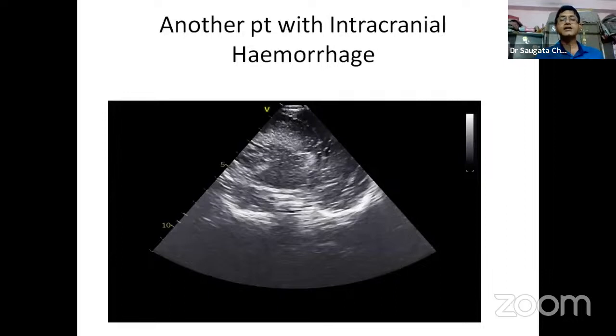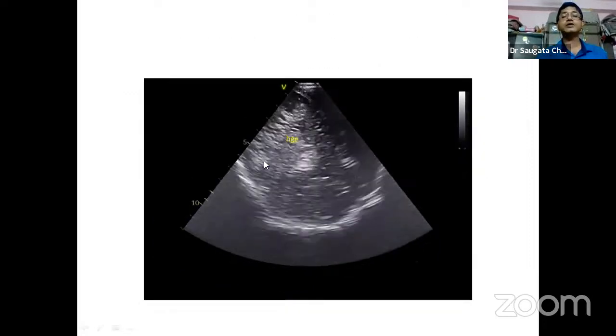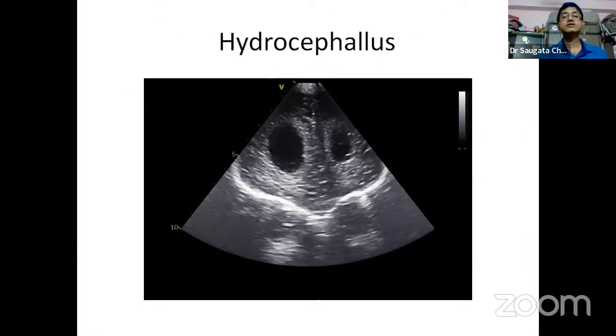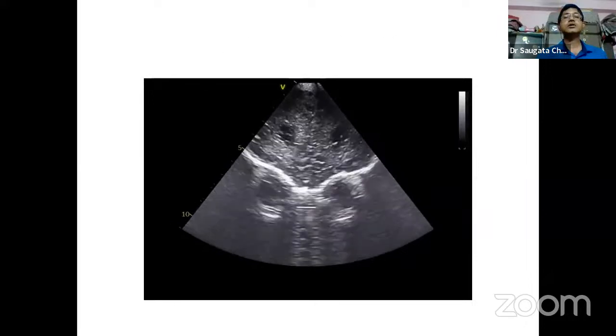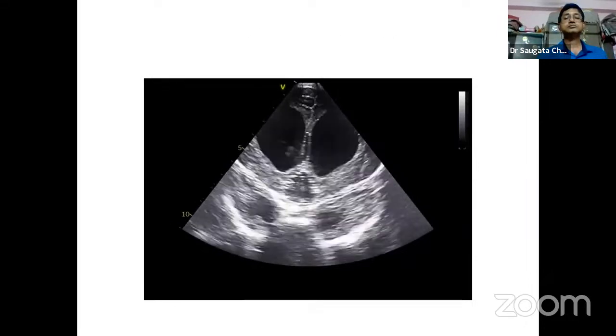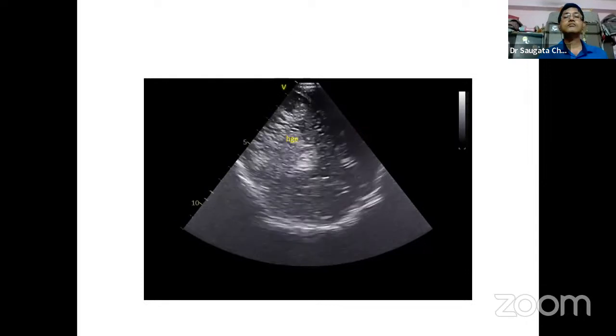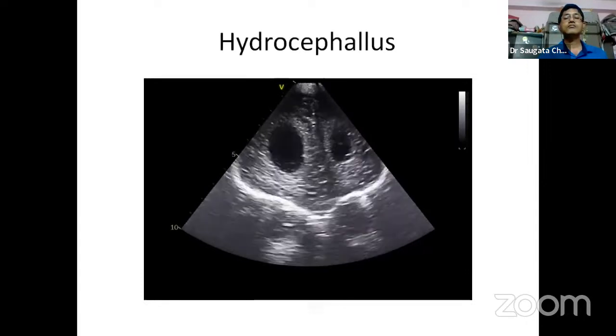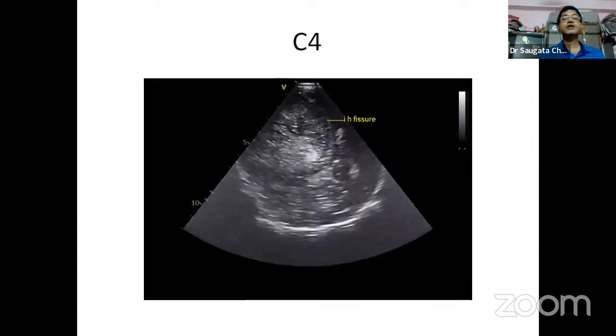Another is the intracranial hemorrhage. Sometimes it may not be intraventricular hemorrhage. You can see the intracerebral hemorrhage. This is the intracranial hemorrhage. Sometimes we can get the cerebellar hemorrhage also.